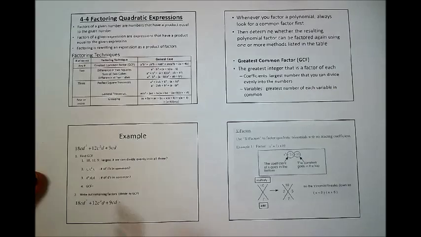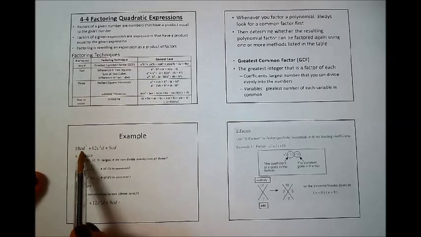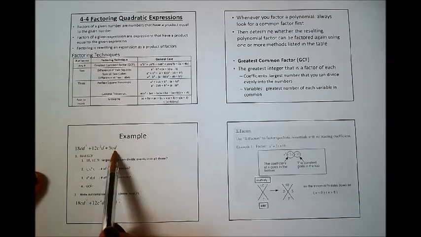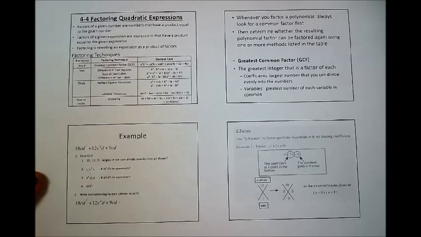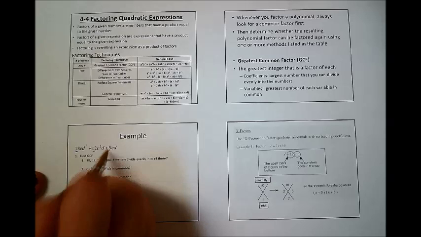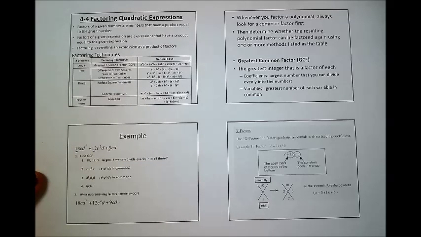Okay, so let's look at this example. 18cd squared plus 12c squared d plus 9cd. So it says find the GCF. The first thing we're going to do is look at the numbers. We have 18, 12, and 9. And we need to find the biggest number that goes into all of them.